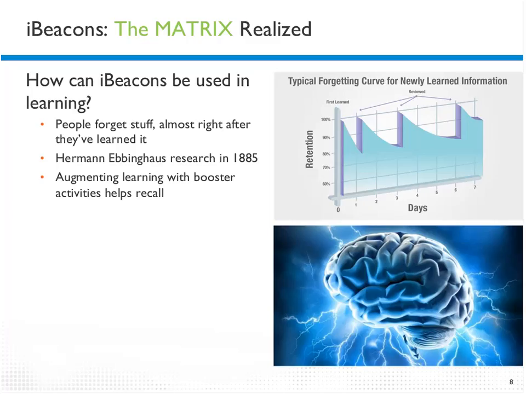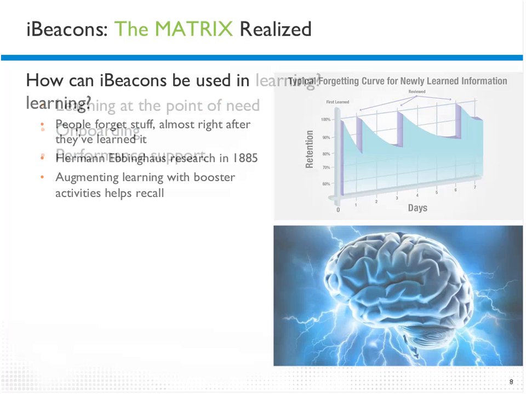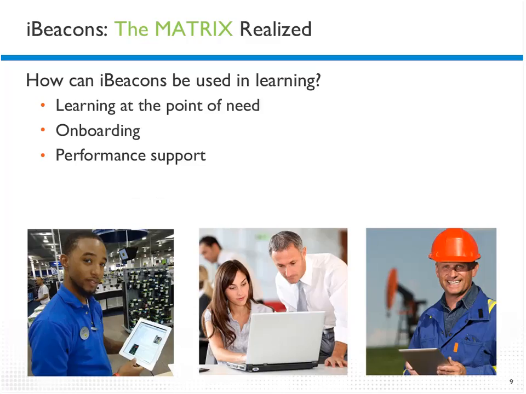The idea is to augment that learning through booster activities by recognizing where that learner is. Say, for example, a learner is near a piece of equipment and they haven't certified on that piece of equipment in a while. Well, this application can identify where they are geographically, go back and access their training record and see, hypothetically, whether or not they've taken some compliance training or some safety training, and then present that to them. So it represents a real opportunity to reach them the moment that they need that learning.